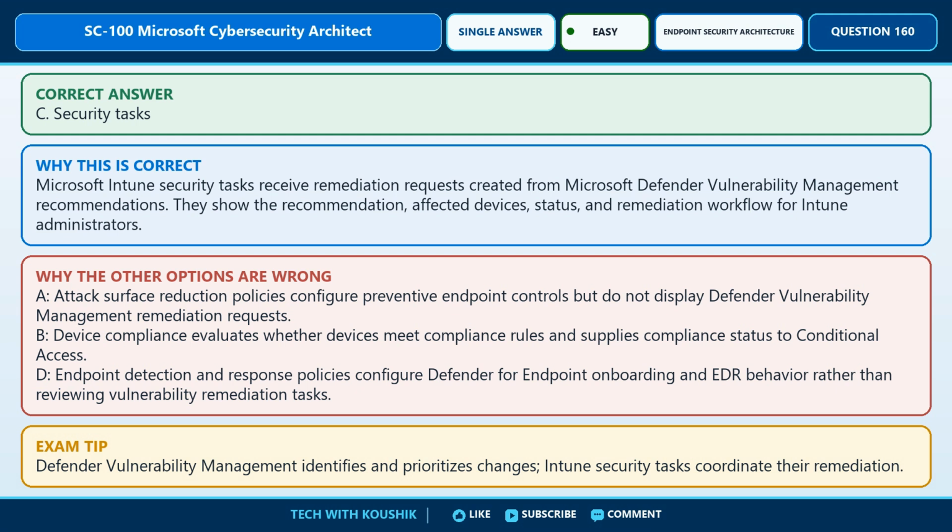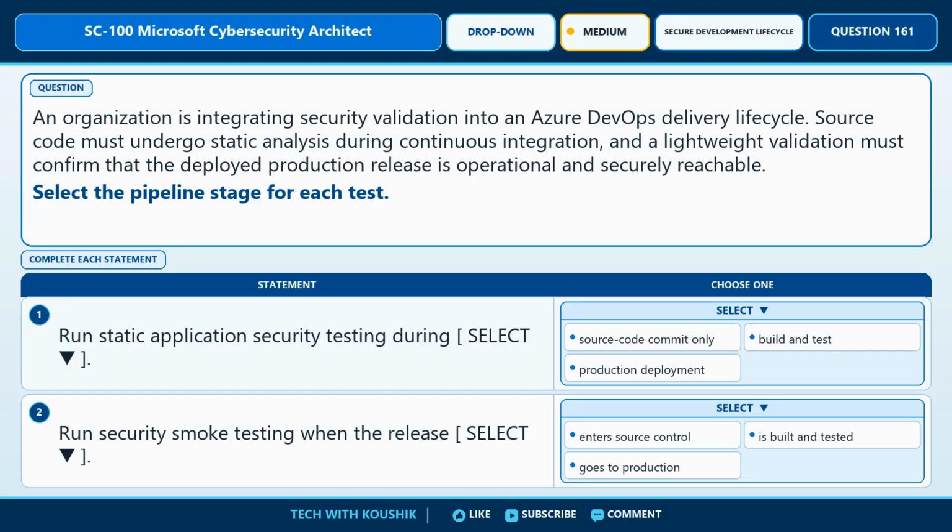Exam tip. Defender vulnerability management identifies and prioritizes changes. Intune security tasks coordinate their remediation. Question number 161. Scenario. An organization is integrating security validation into an Azure DevOps delivery lifecycle. Source code must undergo static analysis during continuous integration, and a lightweight validation must confirm that the deployed production release is operational and securely reachable.